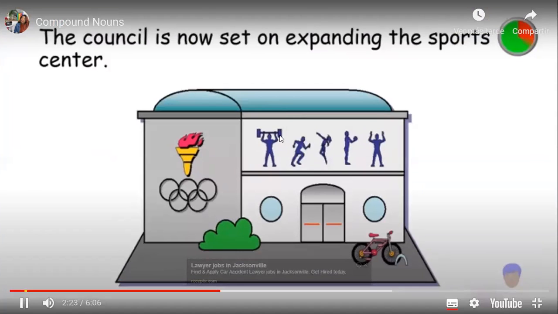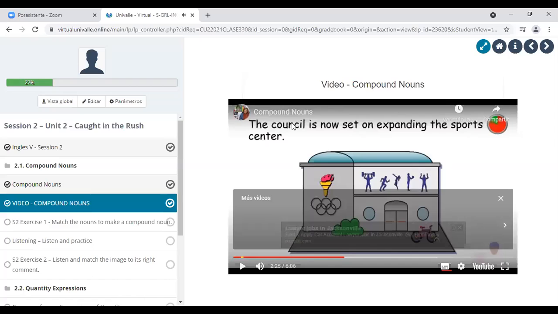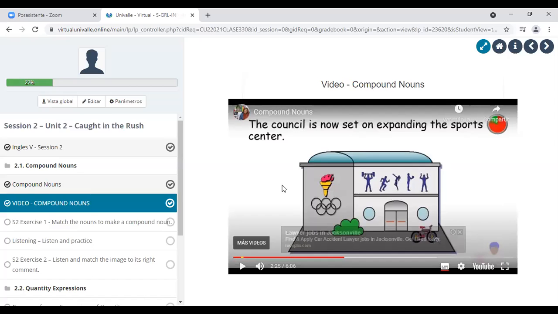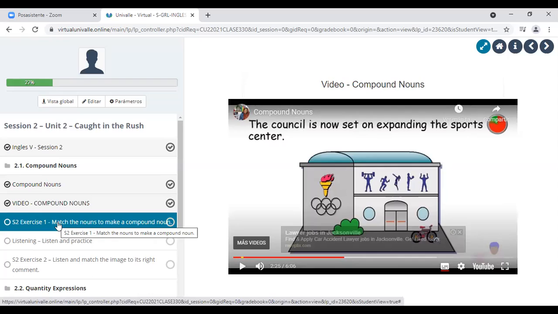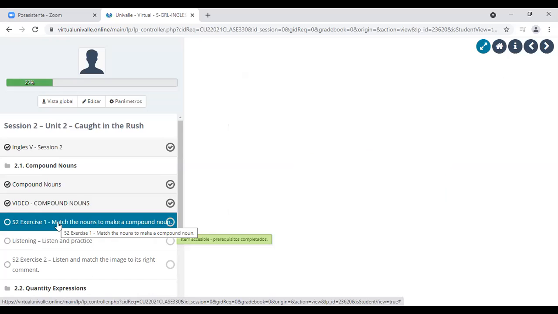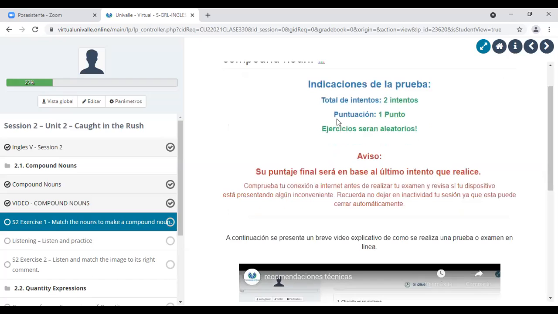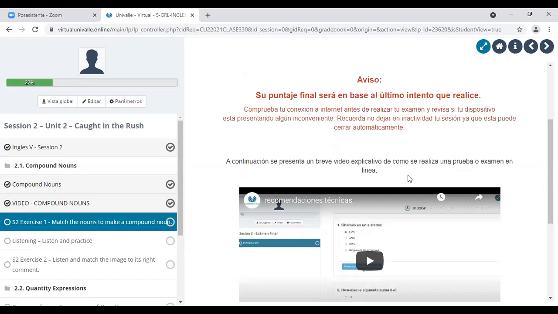Okay, guys, this is a quick video related to compound nouns. Also, you're going to have an exercise that is going to be evaluated. You're going to match the nouns to make a compound noun. This exercise goes for 1 point. You will have 2 attempts. If you fail in the first attempt, you're going to have a second attempt to make it better, okay?